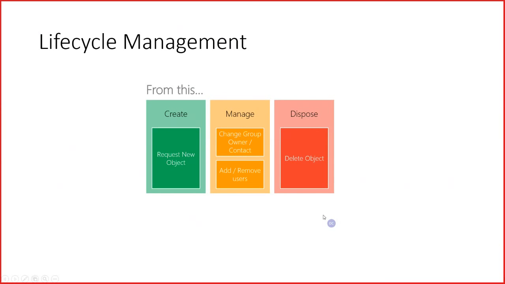So look, where we're effectively trying to get to with the overall life cycle management of teams and groups. What I've got on the screen here at the moment is the native out of the box process, where you request a new team, you can either change the owner, add or remove people, and delete it. That's effectively it. That's all the controls that you've got.